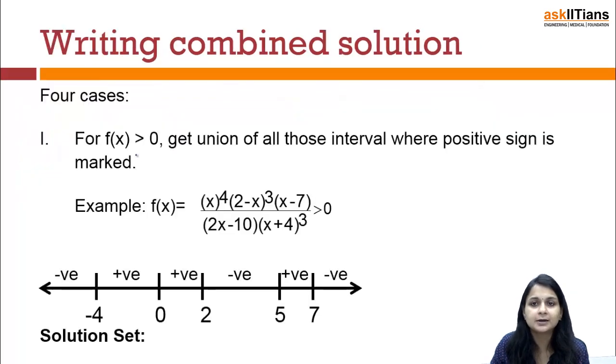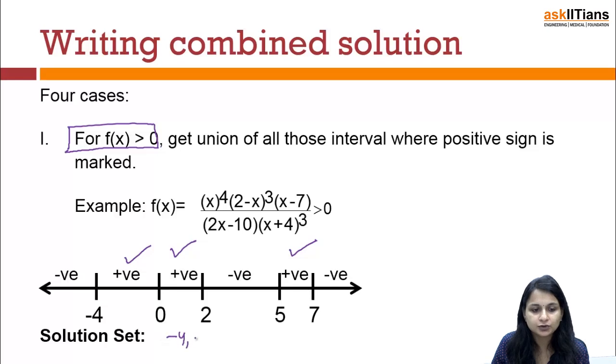Let's see how we write the combined solution. Again, I have 4 cases. Suppose I say f(x) greater than 0. We have already understood how we mark the signs, right? Now, I just have to take the union of those portions which are positive. So this is positive and this is positive. So I'll start from the leftmost.